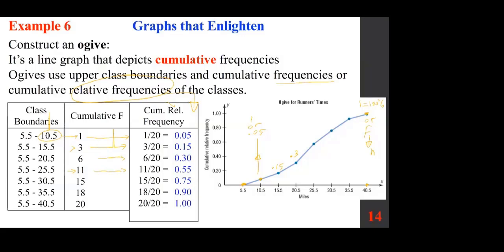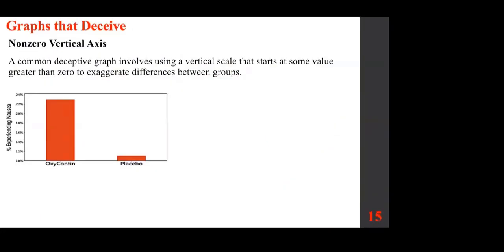Sure. Now, what is it good for? It can help us answer a question such as this one. What percent of runners ran 22 miles or less? In which case, along the horizontal axis, you locate number 22, and along the y-axis, you do your best to find the answer, and it's about 41%.